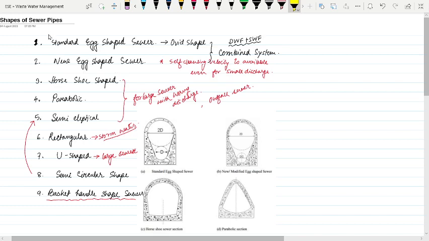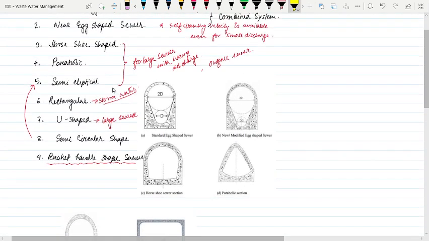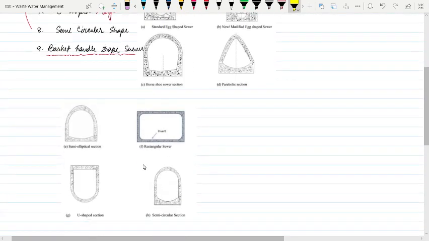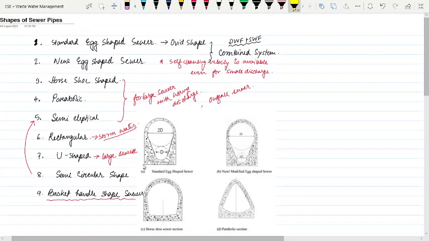Okay, again we have horseshoe shaped. This is a horseshoe shaped section. Parabolic section, you can see the parabolic section. Okay, semi-elliptical, rectangular, U-shaped, semicircular, basket handle shaped, sphere. These names are generally used for various kinds of shapes of the sewer. And now the question is why we are considering different kinds of shapes.